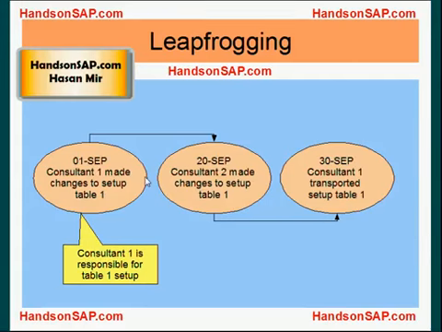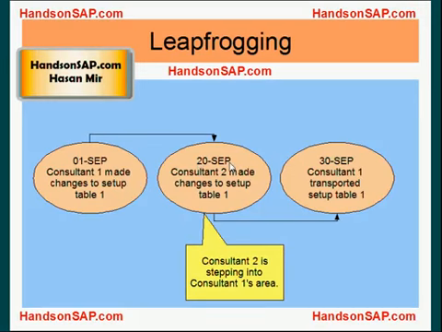On September 1st, consultant 1 made changes to the setup table, for example, table 1. Consultant 1 is responsible for table 1, so he made some changes to table 1, and that's okay because that's his area. Now, on 20th September, consultant 2 made some changes to table 1. Consultant 2 is not responsible for table 1 changes, but he is making changes to consultant 1's table.